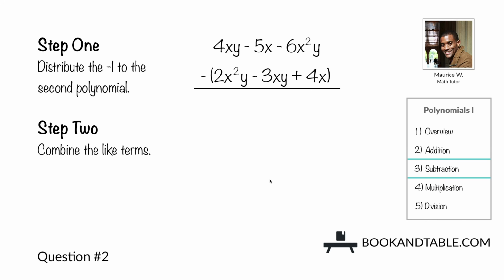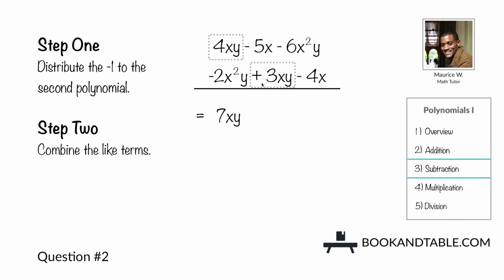Question number 2, we had 4xy minus 5x minus 6x squared y minus (2x squared y minus 3xy plus 4x). When we distribute the -1 to the second polynomial, +2 becomes -2, -3 becomes +3, and positive 4 becomes negative 4. And now the second step, we can combine the like terms.